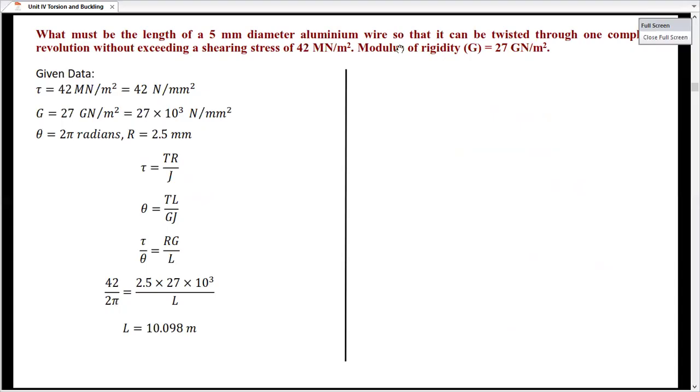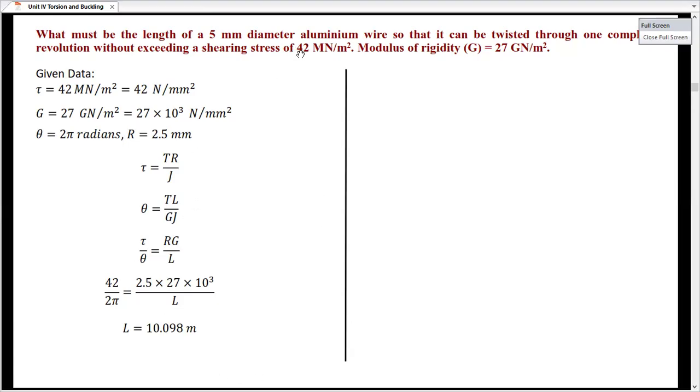Okay. Suppose we have one shaft. That is, what must be the length for a diameter of 5 mm aluminum wire, so that it can be twisted through one complete revolution without exceeding a shearing stress of 42 megapascal. Okay. Now we have modulus of rigidity in gigapascal. We have shearing stress, that is tau, available, G is available, theta is given. One complete revolution means 2 pi radian, and radius is available. Diameter is 5 mm. That means the radius of that particular wire will be 2.5 mm.